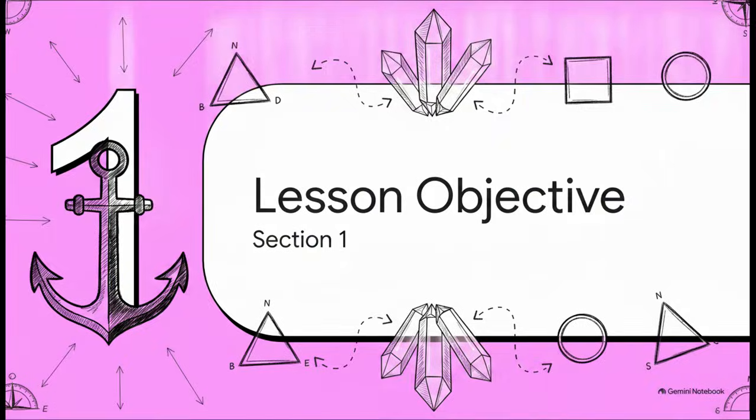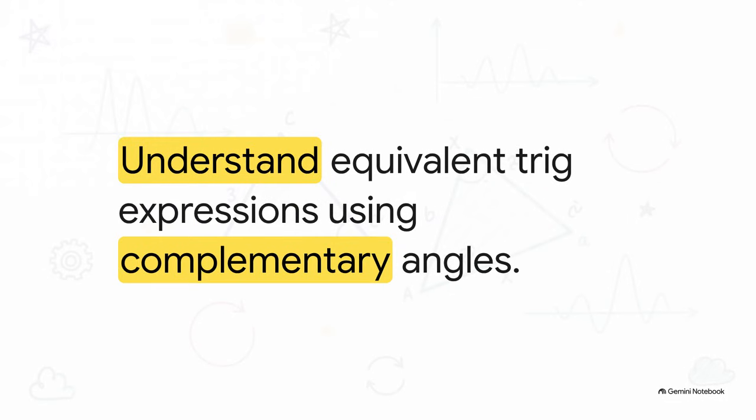All right, Section 1, Lesson Objective. Our goal today is pretty straightforward, but it's a real game changer. We need to understand how to write equivalent trigonometric expressions using complementary angles. Now, you might be wondering, what does that actually mean for us? Well, it means we're going to entirely demystify how complementary angles, the ones that add up to exactly 90 degrees, allow us to seamlessly translate back and forth between sine and cosine. It's honestly kind of like learning a secret geometric language.